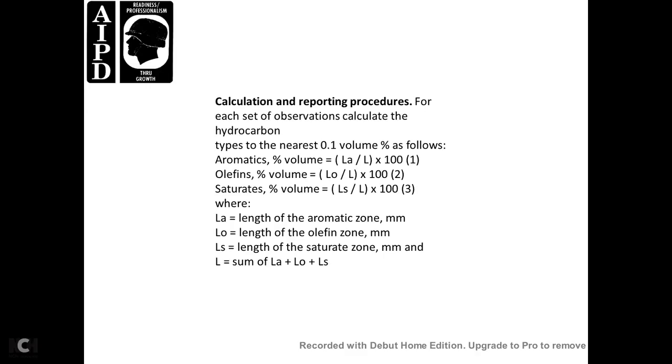Calculation and reporting. For each set of observations, calculate the hydrocarbon types to the nearest 1/10 of a volume percent. For aromatic percentage volume: LA, the length of the aromatic zone, divided by the sum of the lengths of the aromatic, olefin and saturated zones, times 100. Olefin percentage volume: length of the olefin zone divided by the sum of the aromatic, olefin and saturated zones in millimeters, times 100. Saturated percentage volume: LS, the length of the saturated zone, divided by the sum of the lengths of the aromatic, olefin and saturated zones, times 100.